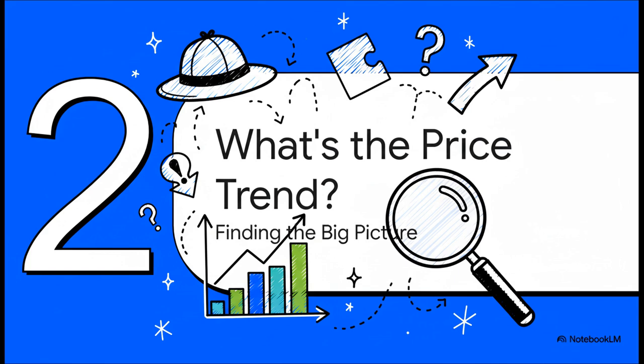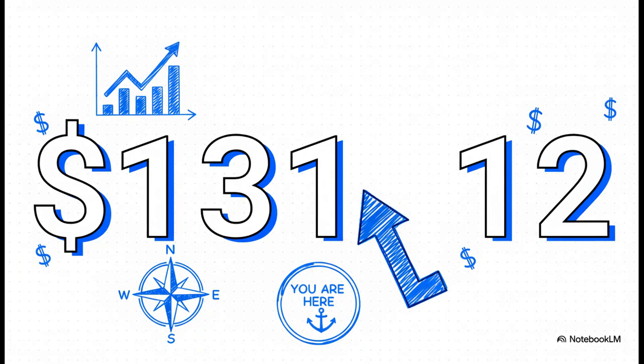All right, with that foundation, let's start our investigation. Think of us as detectives. We're going to start by looking for the most important clue to find the big picture. So section 2 is all about the question, what's the price trend? Every analysis has to start right here with the most basic piece of information, the price. As of this report, ANET is trading at $131.12. This is our anchor point, our you are here marker on the map.